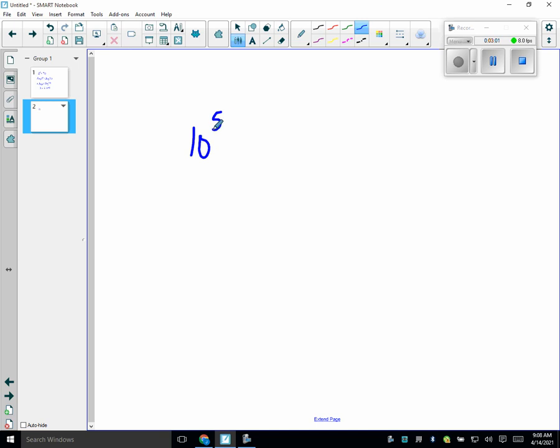10 to the 5 plus 8x. Oh, I'm sorry, it shouldn't have been equal. It should have been plus 4,200, plus 4,200 equals 84,000. Remember, I told you logarithms were used for bigger numbers.